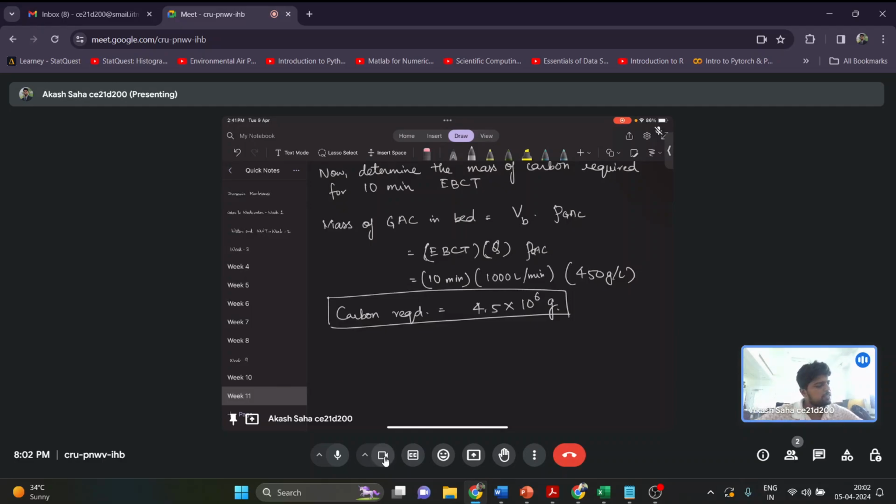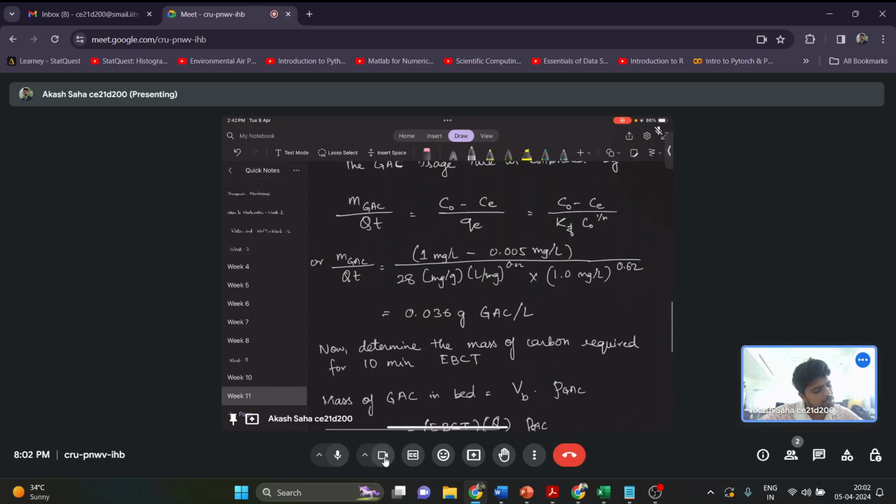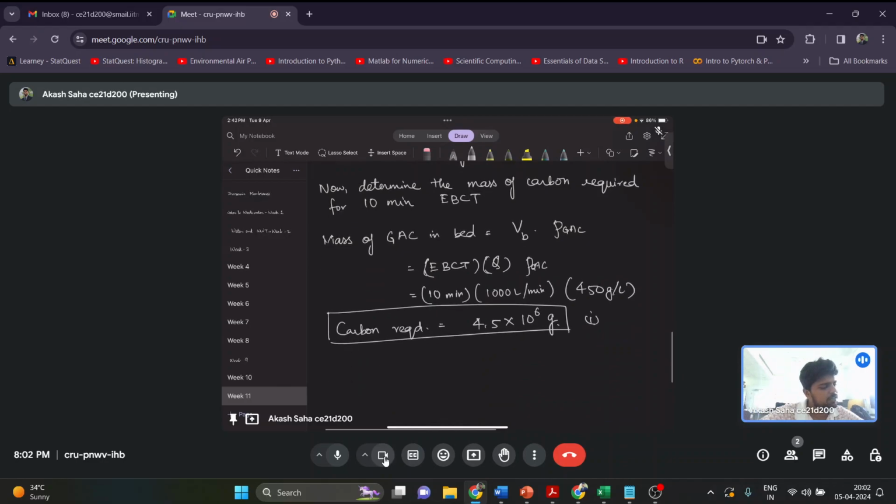Okay, so the first part, which is the amount of carbon required. So what we did, we used this equation to find out how much gram per volume is required. And then when we multiplied the EBCT into the Q, into the rho GAC value, we got it as the 4.5 into 10 to the power 6 gram.